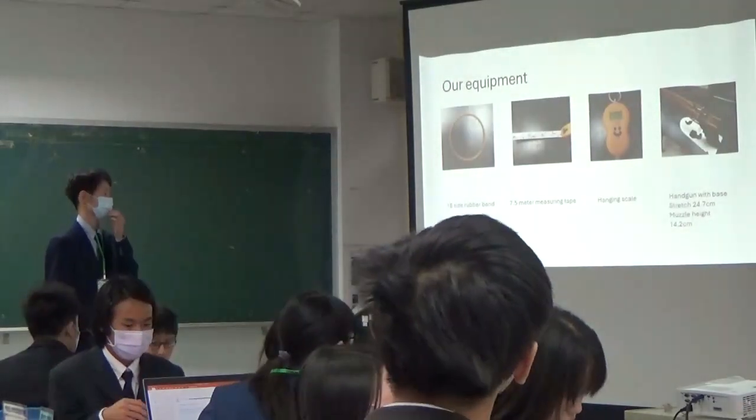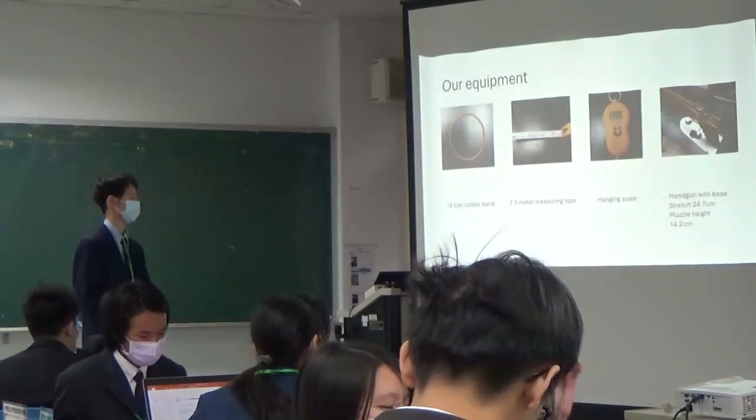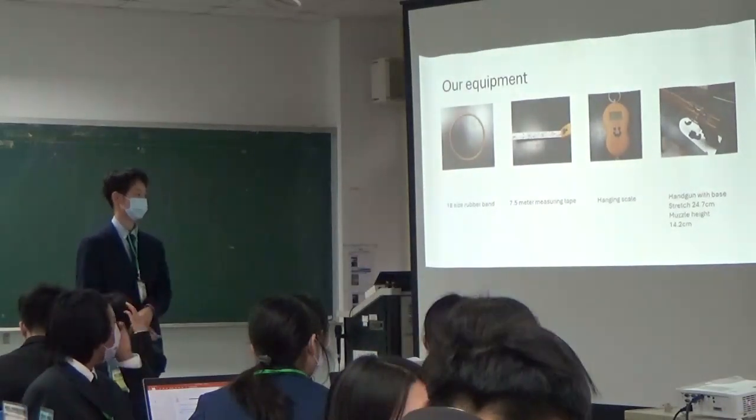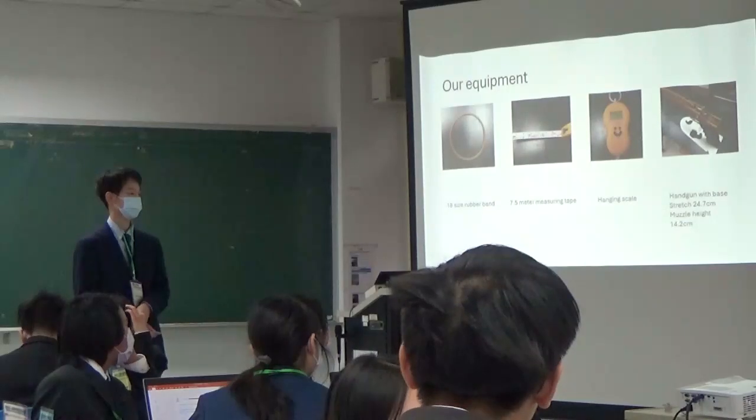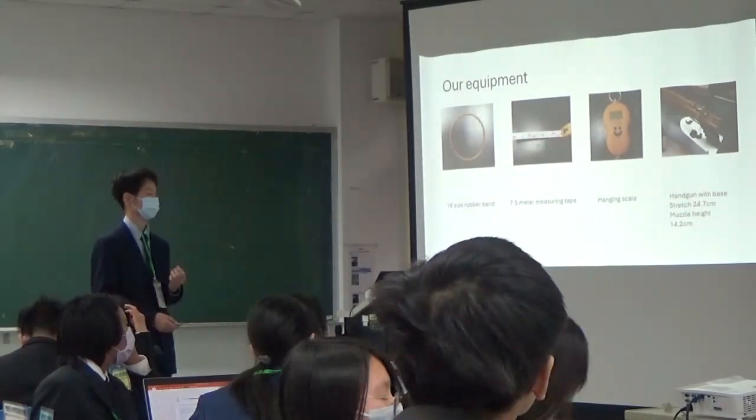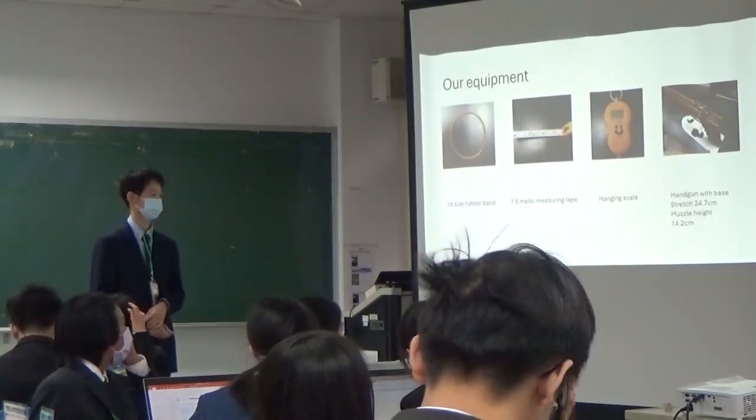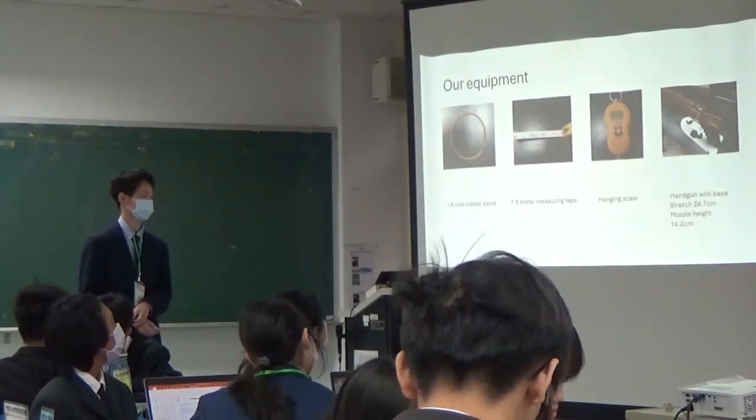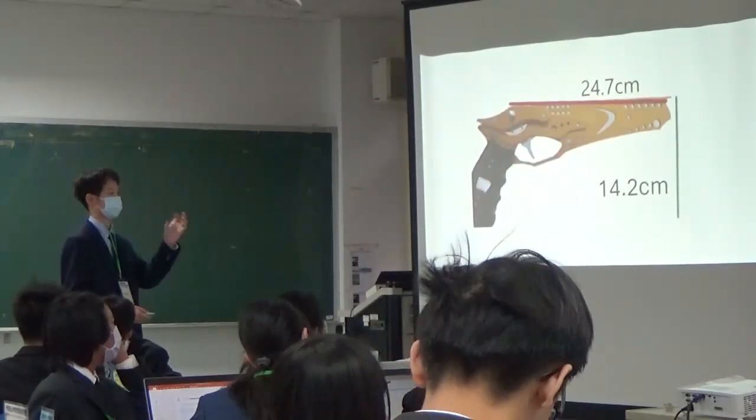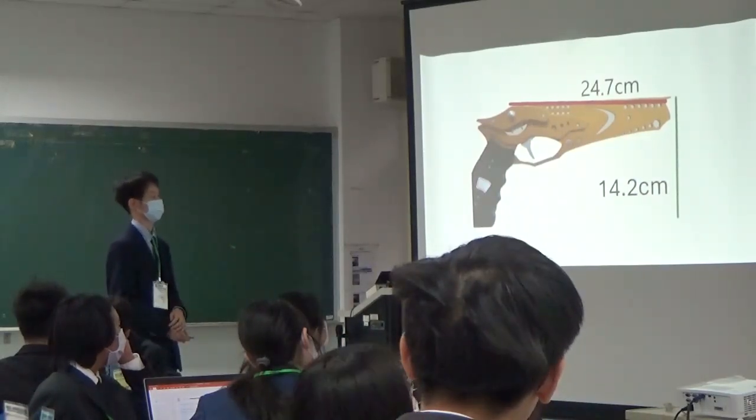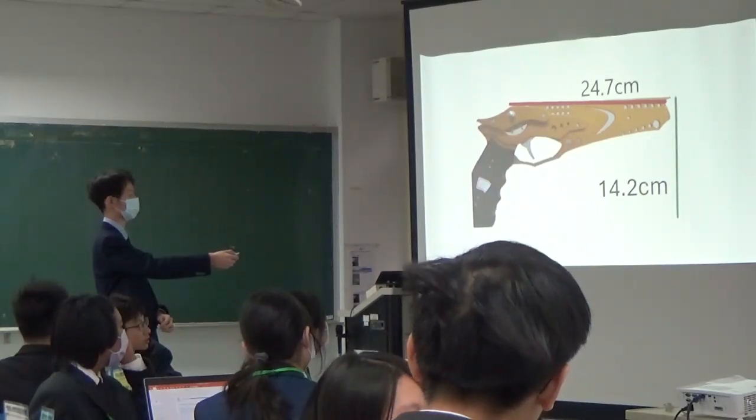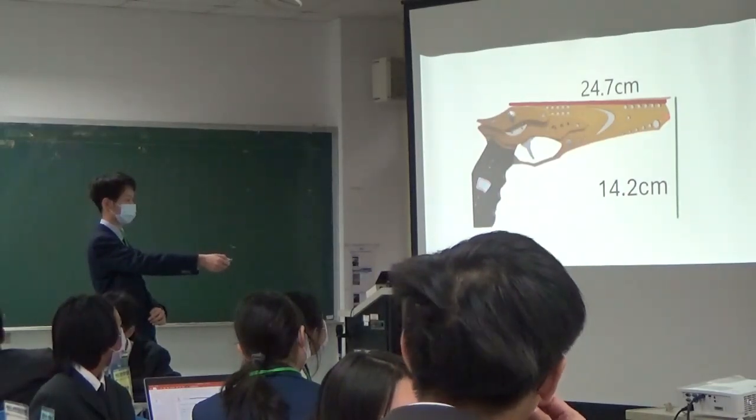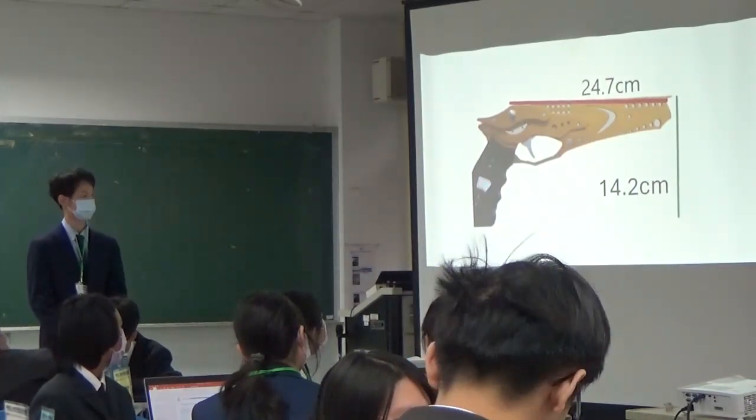So our equipment will be the most commonly seen 18 size rubber band, a 7.5 meter measuring tape, a hanging scale for the force, and a handgun with base. The stretch of the handgun will be 24.7 centimeters, and the muzzle height of the handgun will be 14.2 centimeters. So this is our setup of the handgun. The stretch means from the bore to the muzzle, which is 24.7, and the height of the muzzle is from the muzzle to the ground, which is 14.2 centimeters.